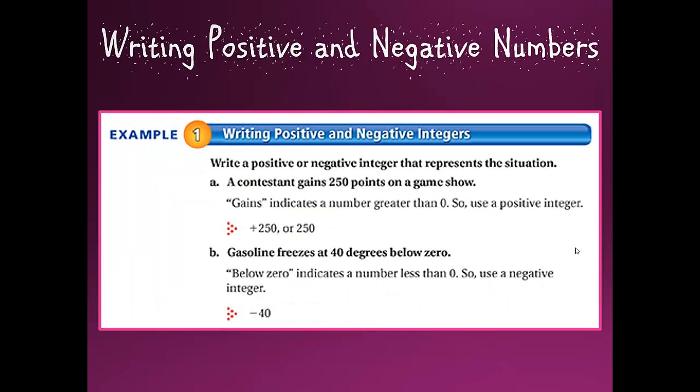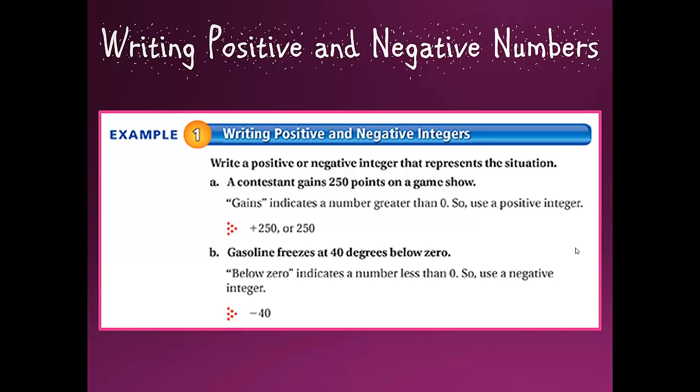Now we're going to look at our first example. We are writing positive and negative numbers. Write a positive or negative integer that represents the situation. A, a contestant gains 250 points on a game show. Gains indicates a number greater than 0, so use a positive integer. So we can write plus 250 or just 250.